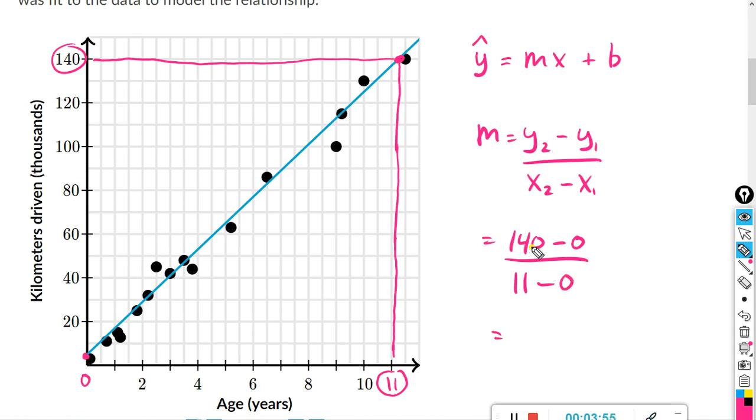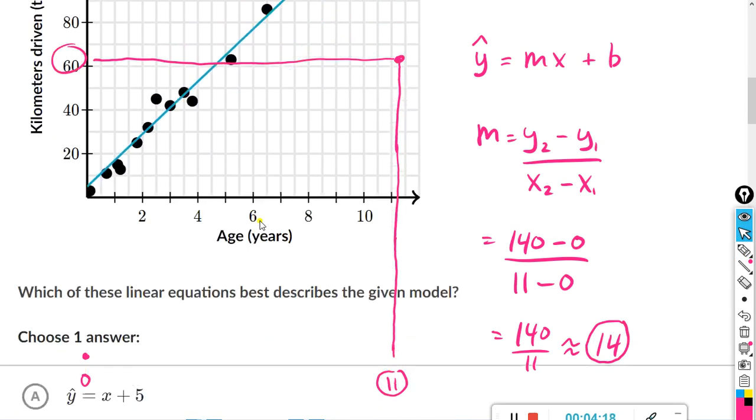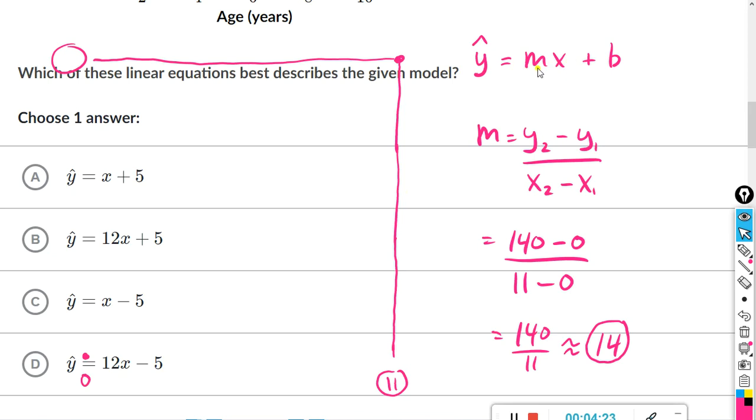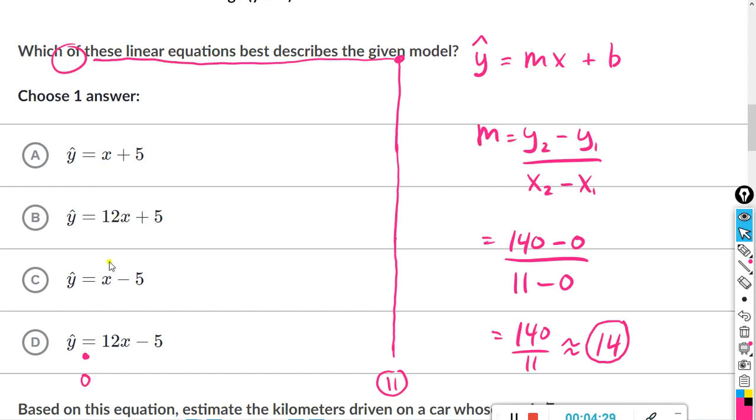So that's 140 divided by 11. You could do it on the calculator, but I'm going to make it simple and make it 140 over 10. So that's approximately 14. Now, before I continue, let me see if I can find a slope that's close to that, 14. The slope, see, it's mx plus b. The slope is the one that's times x. So you can see here we have 12x, 12x. So we got a slope of 14.